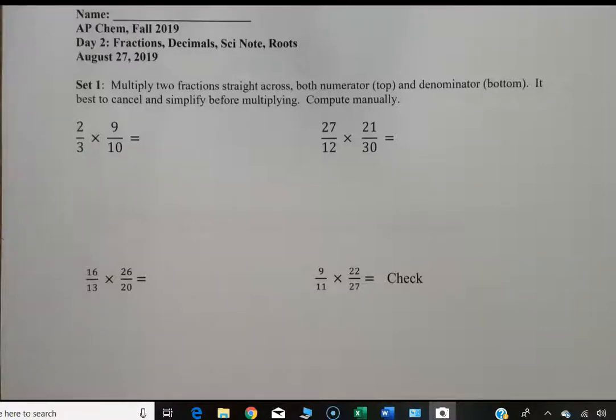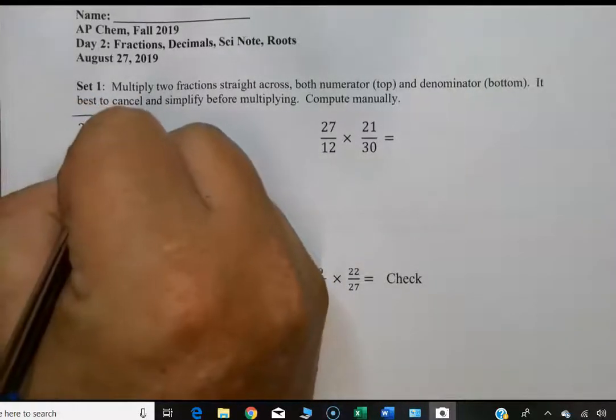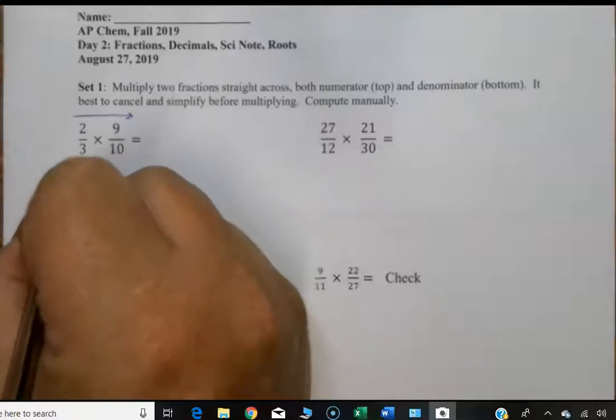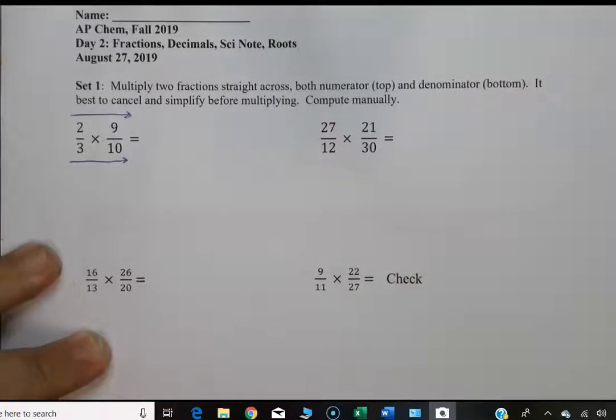We're going to work on fraction multiplication first. Fraction multiplication, you multiply straight across the top, which is called the numerator, straight across the bottom, which is called the denominator. You do not cross multiply. Some students get fractions confused with proportions. We'll talk about those some other time, but this is the way that you multiply.